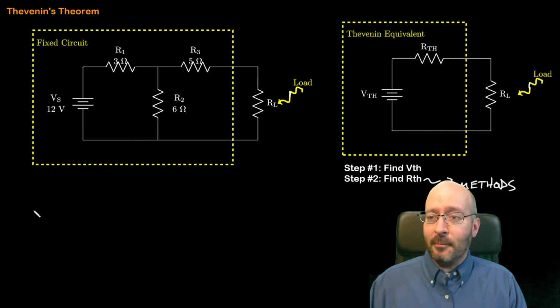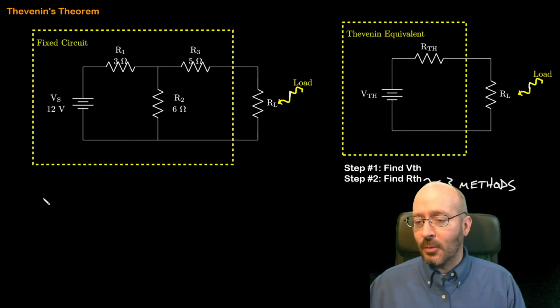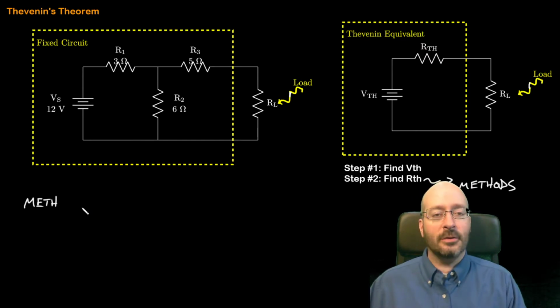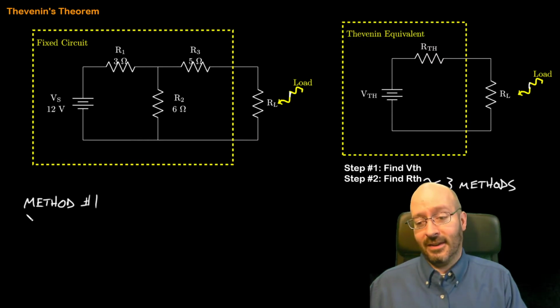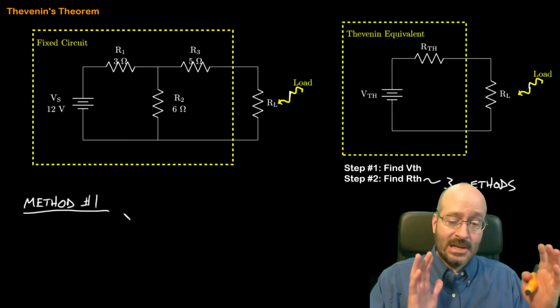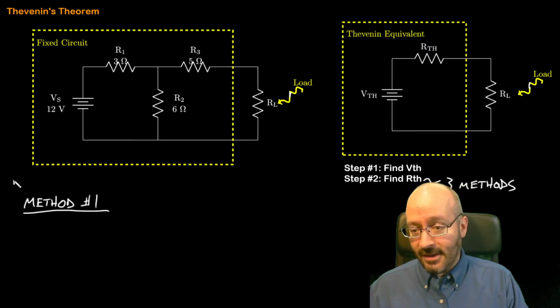So these are my names. If you go out into the world and you say, oh, how did you find the Thevenin resistance? And you say, oh, I used method 1. People are going to look at you funny. Okay, but there are 3 methods to do this. And we're going to do them in order. So I'm just going to call this method 1. And what we're trying to do here is find our Thevenin resistance.